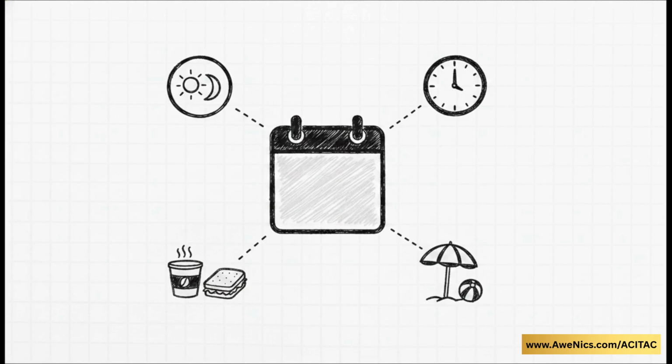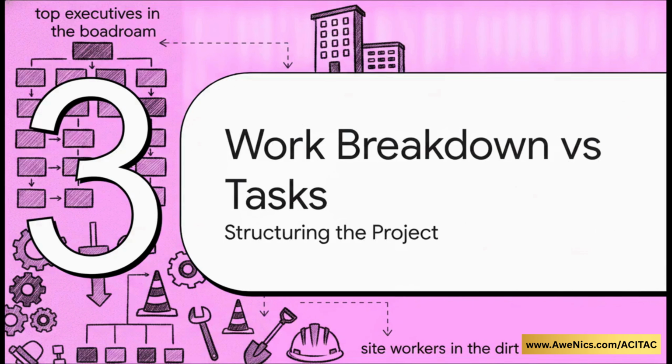Is it an 8-hour shift? What time does the site open and close? Are there specific holidays or daily lunch breaks? If you don't define these correctly right out of the gate, every single deadline your software predicts is going to be fundamentally flawed. All right, once time is defined, we move on to Section 3, work breakdown versus tasks.